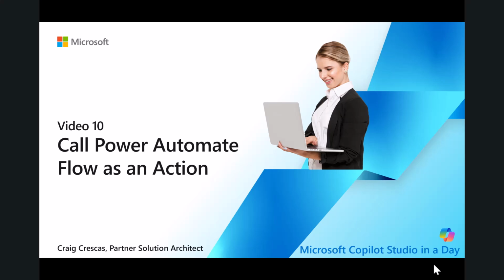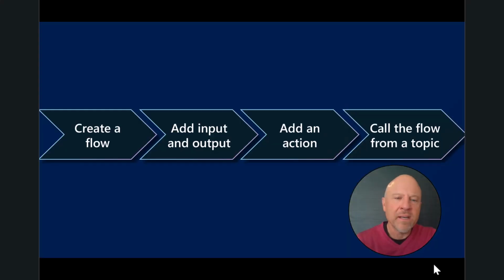And this video, video number 10, is titled How to Call Power Automate Flow as an Action. Now, in the lab, you're going to learn how to create a flow that fetches a weather forecast and then uses a call action node in a bot topic to call the flow when a customer asks about the weather. So some great examples and a great lesson on a little more complexity building upon the knowledge you have so far in the labs, in the workshop.